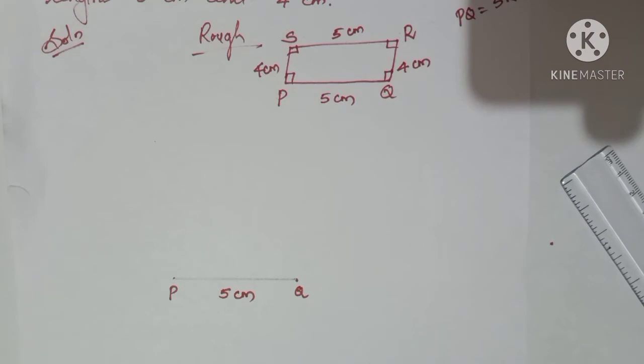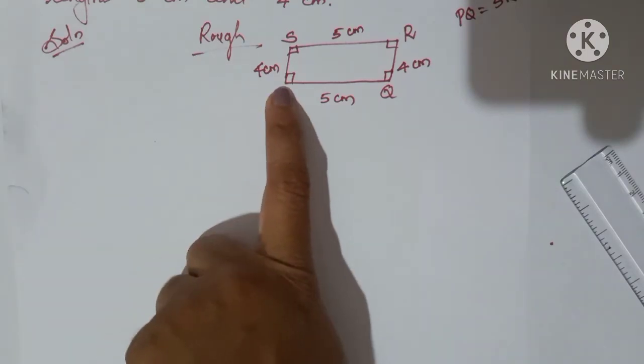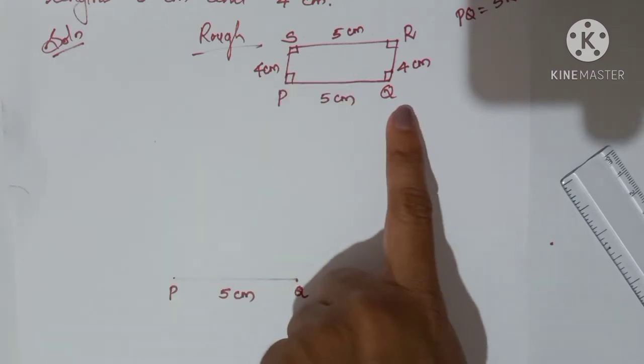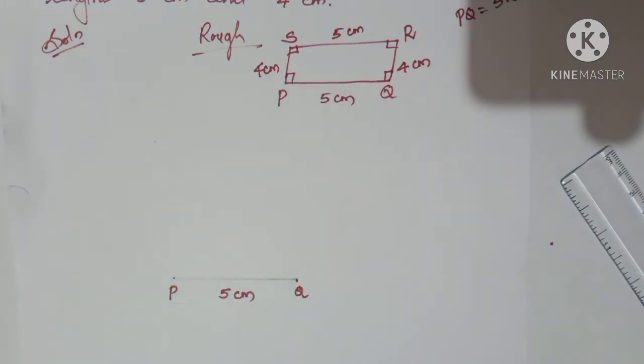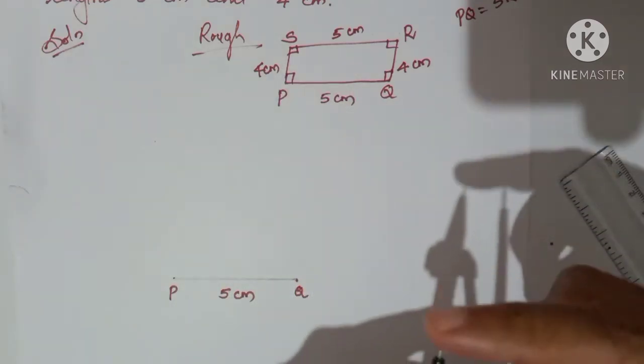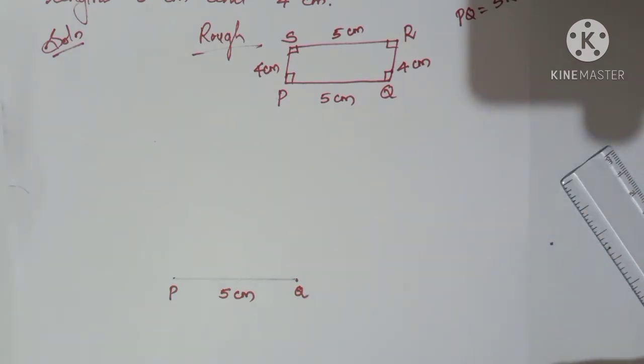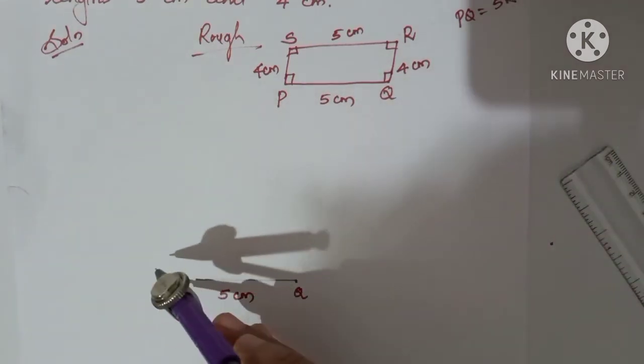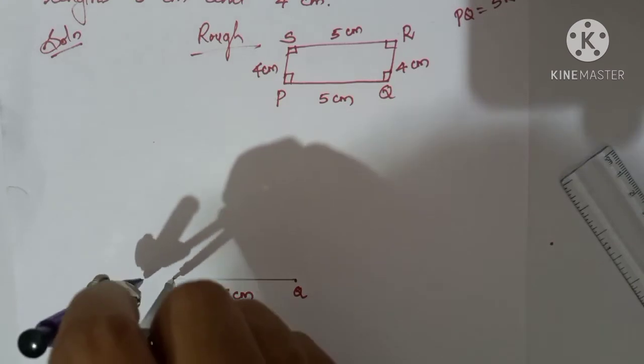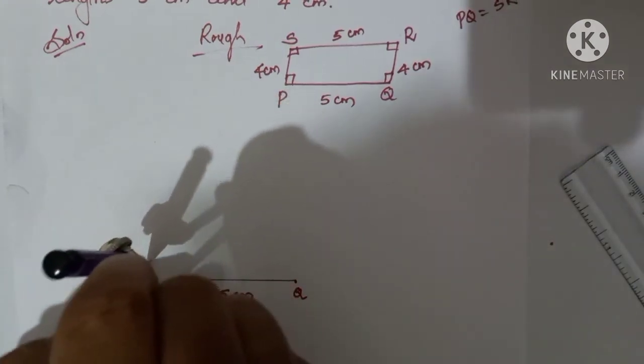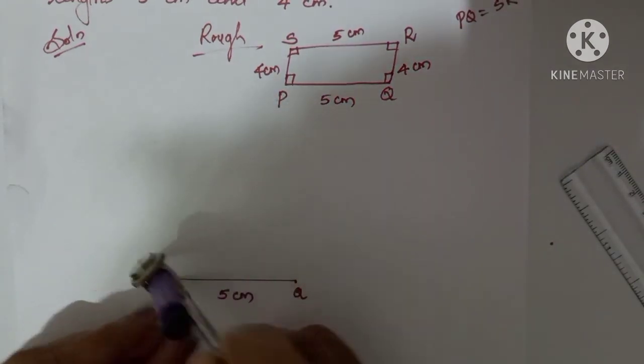Next, what do you want to do? You want to construct the angle. What is the angle measurement? 90 degrees. So you are going to construct a 90 degree angle at the point P, and for Q also you are going to construct 90 degrees. Take a small measurement in the compass to construct the angle. Keep it at the point P and draw an arc.